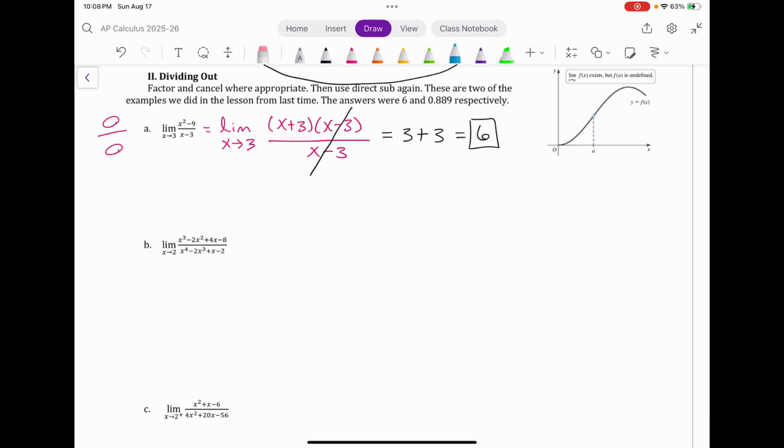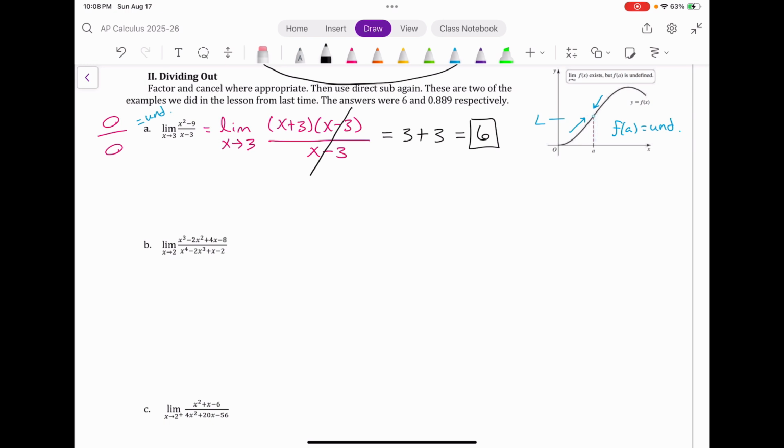So even though the function's undefined, when we plug in 3, we get 0 over 0, which is undefined. That doesn't mean the limit doesn't exist. So typically when we plug into a rational function and get 0 over 0, that typically means there's a hole happening. So something like this graph off to the side is a good representation of what's happening. So f of a is undefined in this picture, but the limit does exist, and it is approaching some value. So let's look at part B.